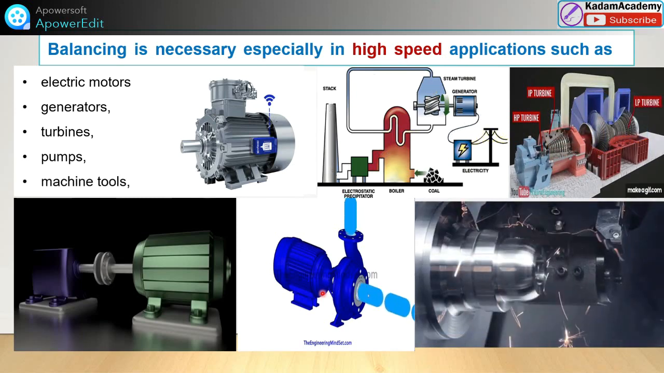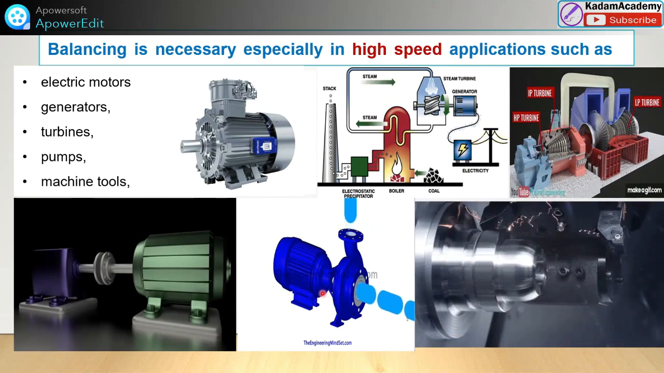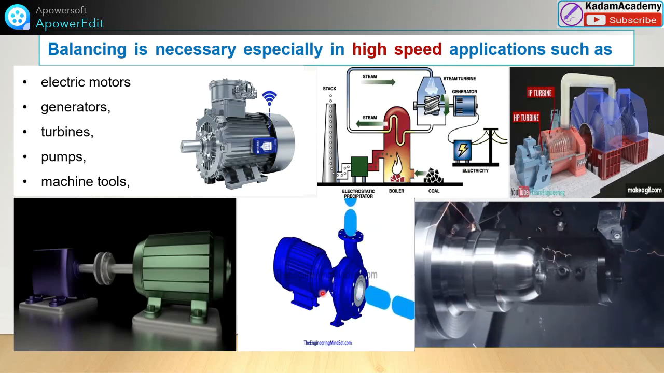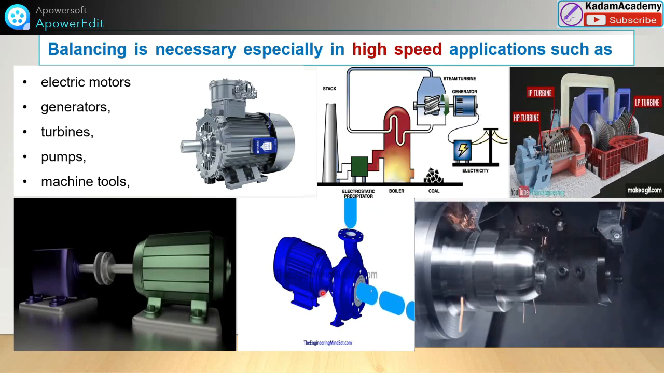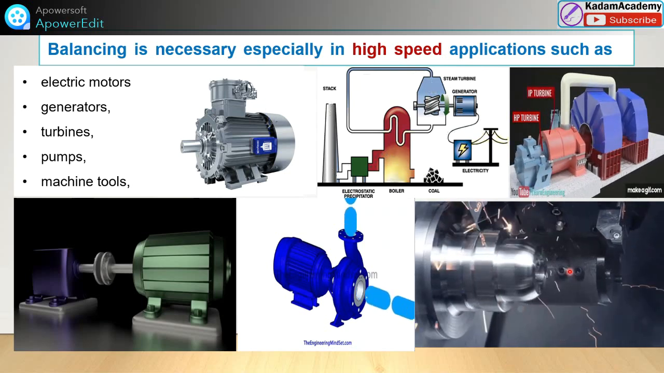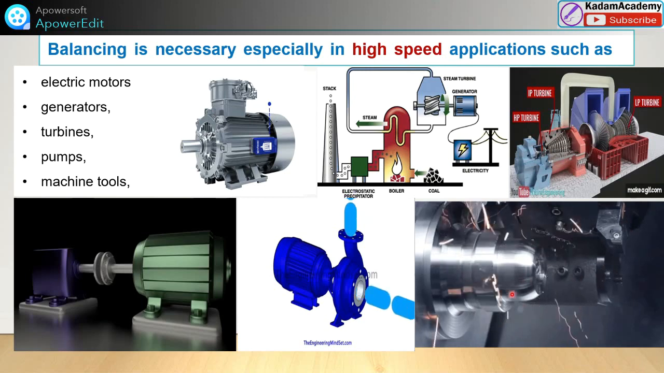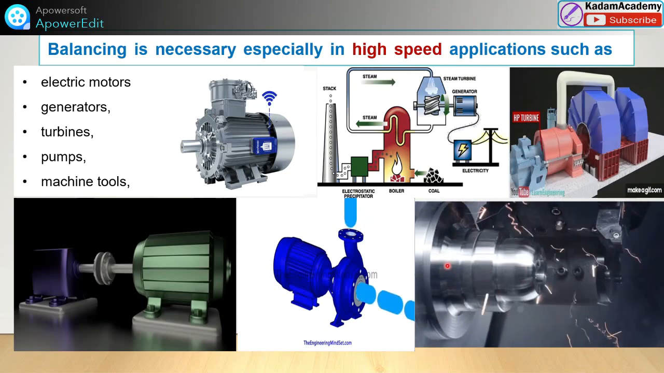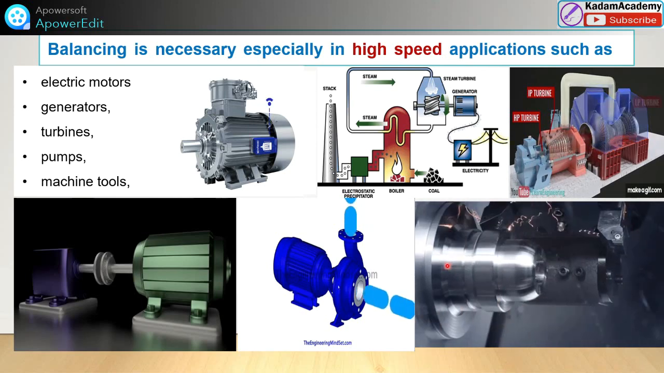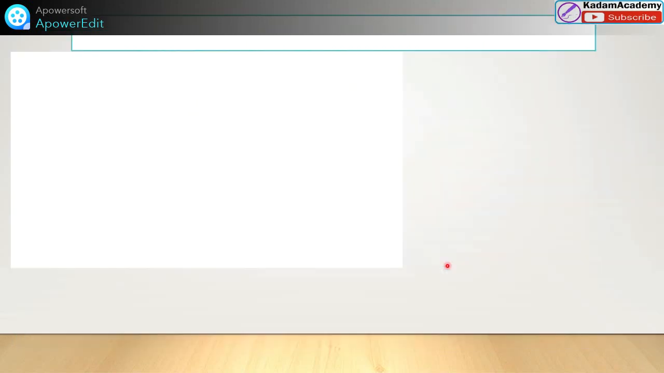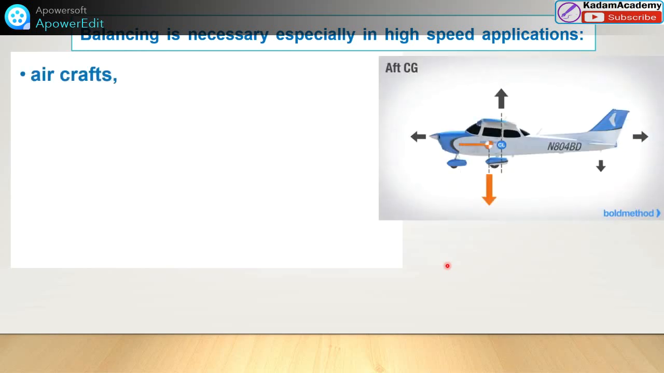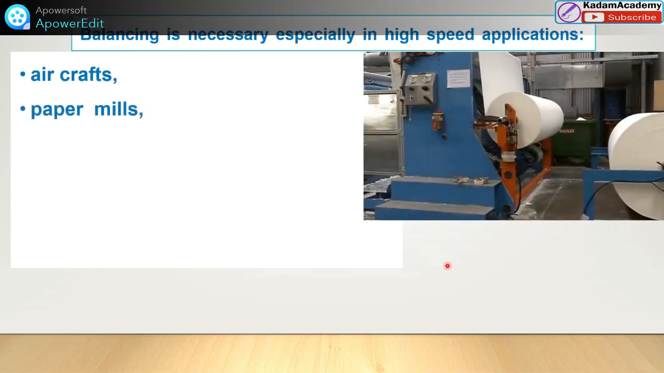In machine tools, high speed machine tools are used to create the jobs. In that also rotation motions are there, and there is a possibility of unbalanced forces that will reduce the quality of the job. For this purpose, we have to avoid these unbalanced forces. So balancing is necessary. Again, a few examples we will study: aircrafts, paper mill.